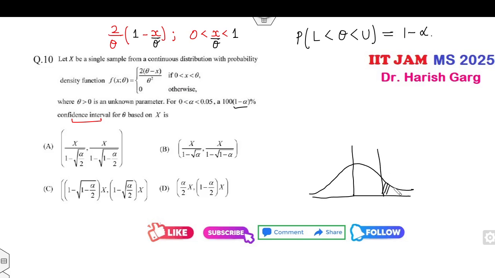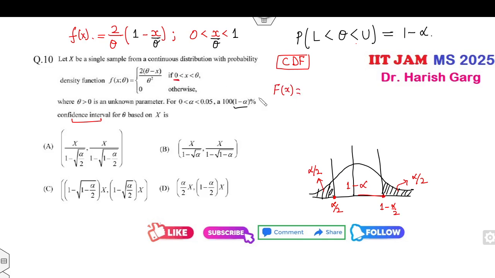fine, it's a two-sided interval. Clear? This inside portion is my 1 minus alpha. So this portion is my alpha by 2. This is again alpha by 2. So this point is my alpha by 2. This point is my 1 minus alpha by 2 because it's a CDF. No? So how can you write that? That means your target is to find the CDF of this distribution. That's over. So can you find the CDF of this distribution?